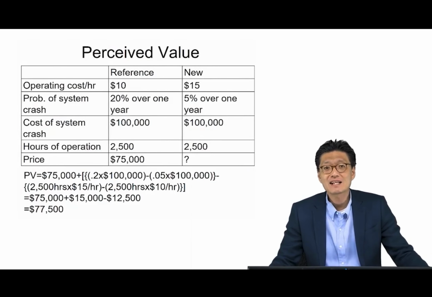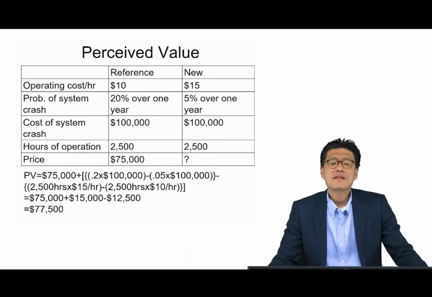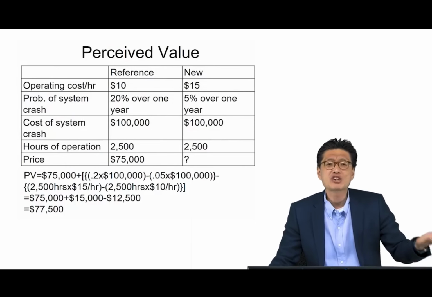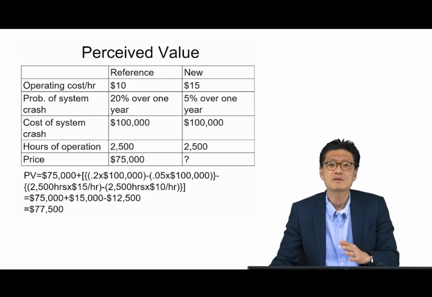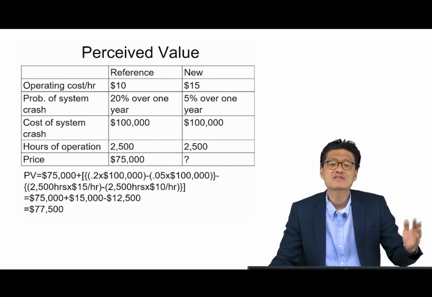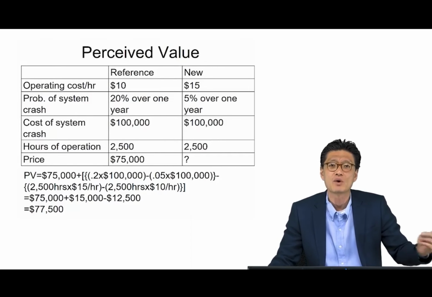But in the next slide, we see that the numbers change a little bit in this table. All the numbers in this table are exactly the same as the numbers you've just seen in the previous table on the previous slide, except for one number. If you look at the new product column, instead of the probability of system crash being 1%, now it's 5%. So what does this mean?